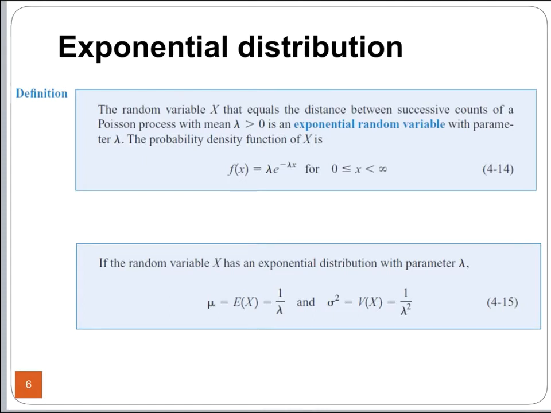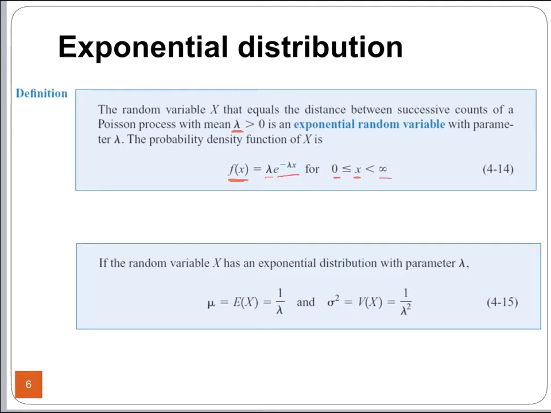So the random variable x that equals the distance between successive counts of a Poisson process with a mean lambda greater than 0, that random variable, so that's the intervals or the inter-arrivals between Poisson arrival incidents, is an exponential distribution. An exponential distribution with a parameter lambda has the expression small f of x equal to lambda e to the minus lambda x. And this is true for any value of x greater than or equal to 0 up to infinity.